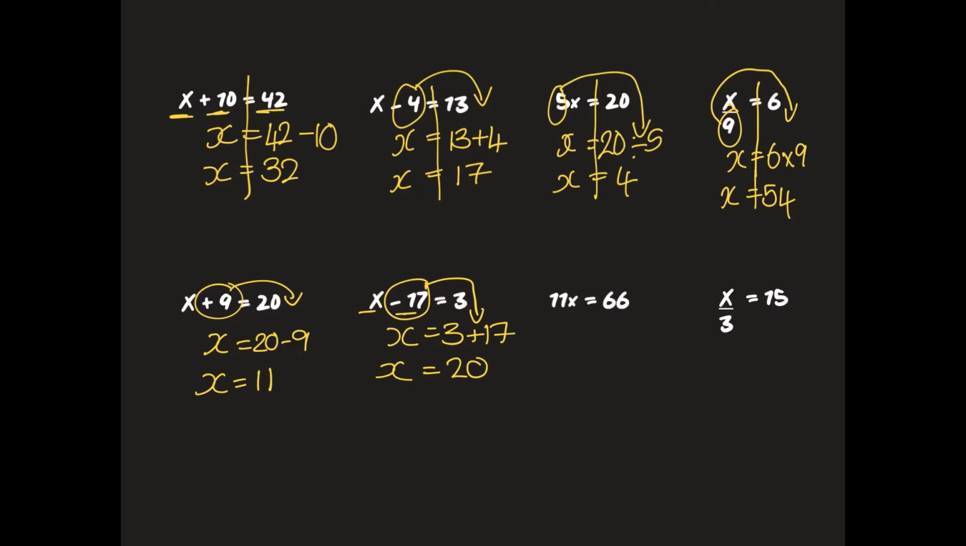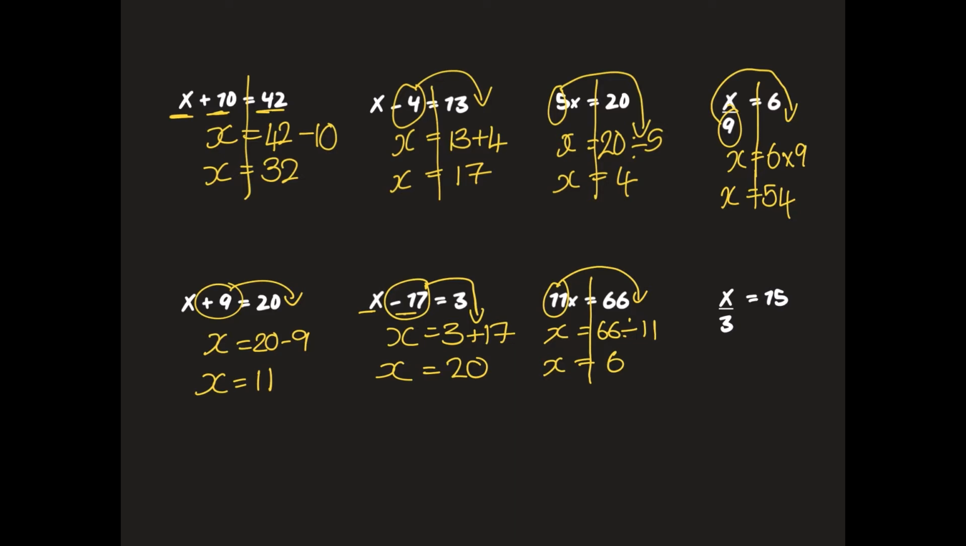On to this third example that you had to try. So this, remember, means multiply. So when I bring it to the other side, we're going to divide. So x is equal to 66 divided by 11. So x is equal to 6. So check that. 11 lots of 6. 11 times 6 does equal 66. That is a correct answer.